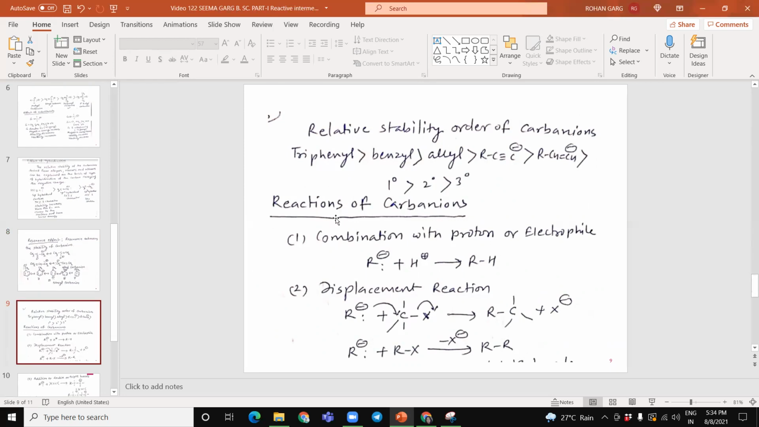Reactions of carbanions. Combination with proton or electrophile, it will form alkanes. Displacement reactions. This is a substitution. So it will form hydrocarbons.